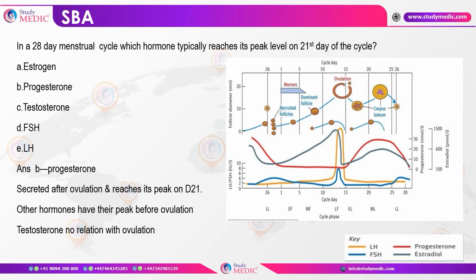So this is your LH, which is having a peak just before ovulation. Progesterone is having a peak after ovulation, at about day 21 of the cycle. FSH, we know there is a peak here because it is responsible for stimulating the ovary to produce follicles, and this is your estradiol, again having a pre-ovulatory peak, and then the levels are slightly lower than progesterone.